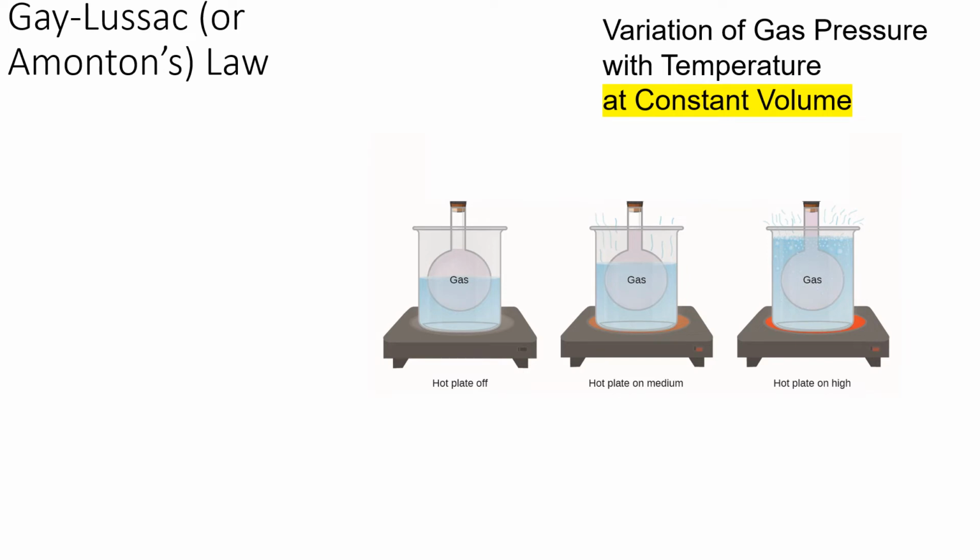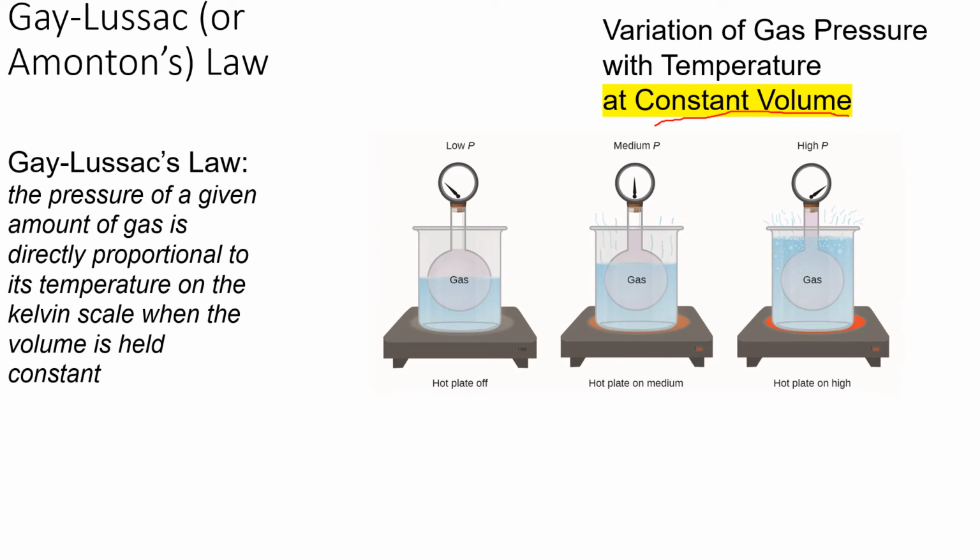All right, Gay-Lussac's law. So this is variation of gas with temperature. So gas pressure and temperature, but this time instead of holding pressure constant, we're going to hold volume constant. So we're going to lock it in some flask that cannot change volume, and we're going to heat it or cool it. So what's going to happen then? Well, it can't change volume, so it's going to change pressure instead.